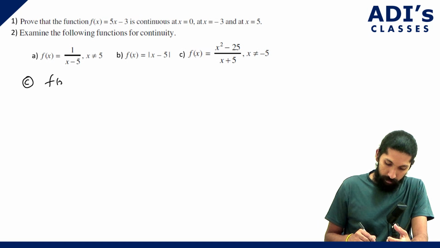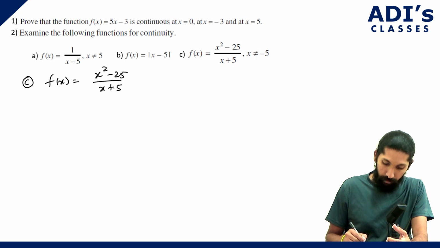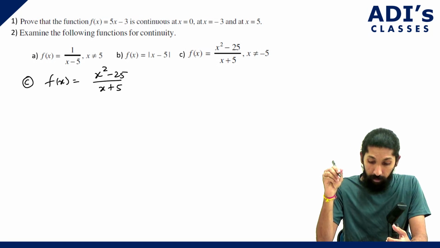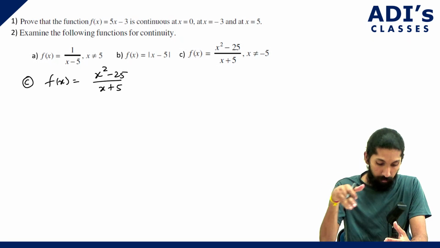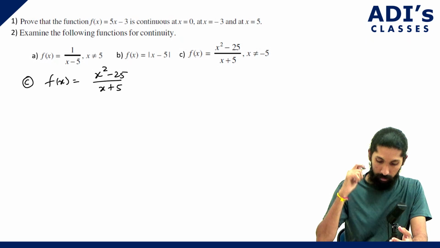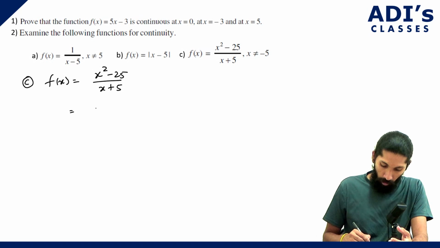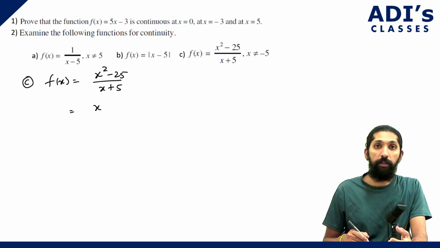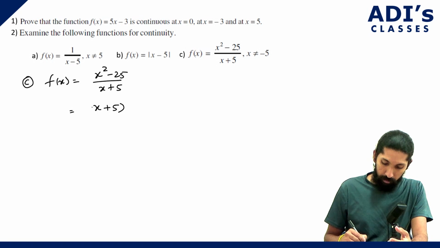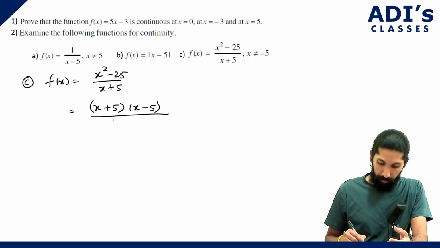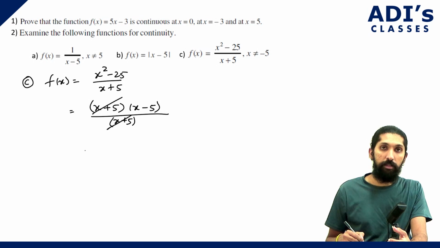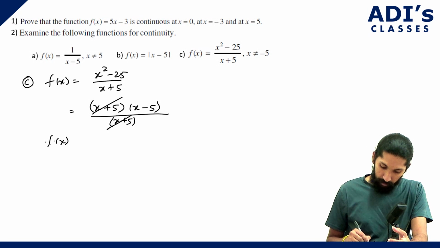See, f of x is equal to x square minus 25 divided by x plus 5 under the condition that x is never equal to negative 5. Again, it's very similar to the first one, isn't it? Now, let's look at this one. x square minus 25, can we not write it as x plus 5 into x minus 5, divided by x plus 5? x plus 5 cancels out. So what is f of x then? f of x is just x minus 5.